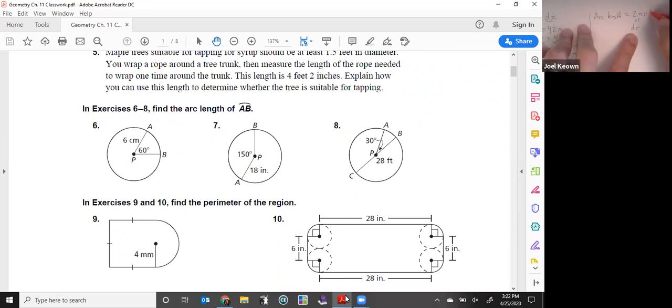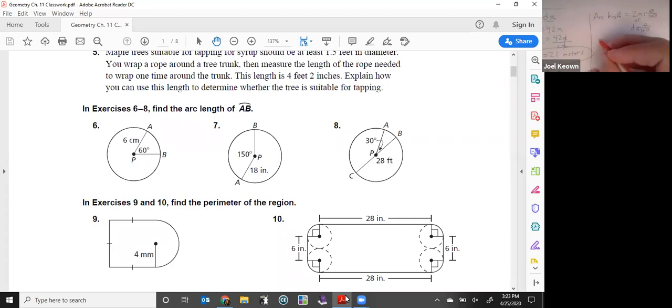So it's whatever my angle is divided by 360. And that little symbol right there isn't really a zero with a line through it. It's called a theta. It's a Greek letter we use to represent an angle. So that's my arc length formula. I can use it with the diameter or the radius.